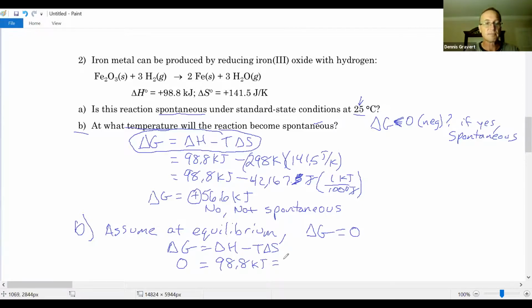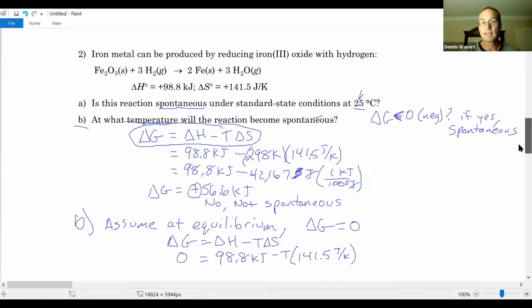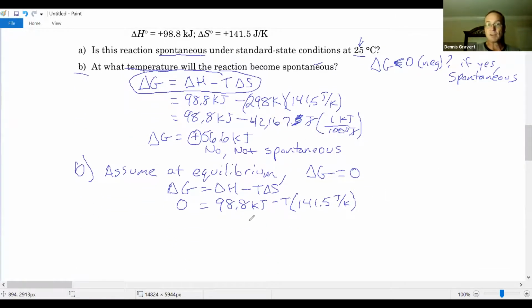And now we subtract the temperature, which is what we want to find out. What is the temperature when this iron reaction is at equilibrium? Well, delta S is a positive 141.5 joules per Kelvin. And now it's an algebra problem. Let's add 141.5 times the temperature to both sides. So then I got T times 141.5, which should be joules per Kelvin, equals 98.8 kilojoules.